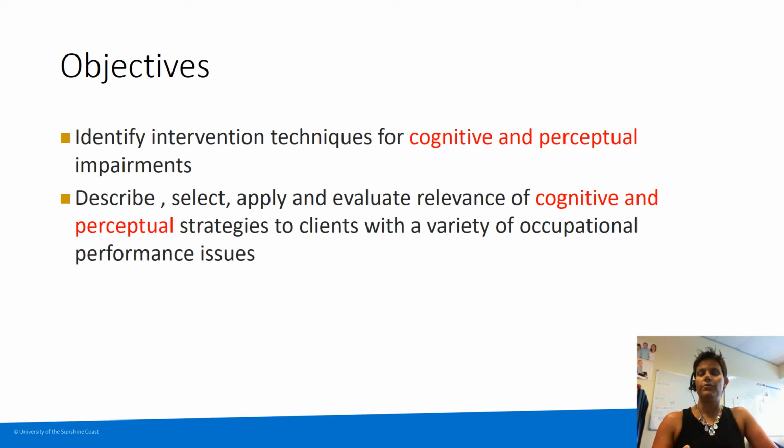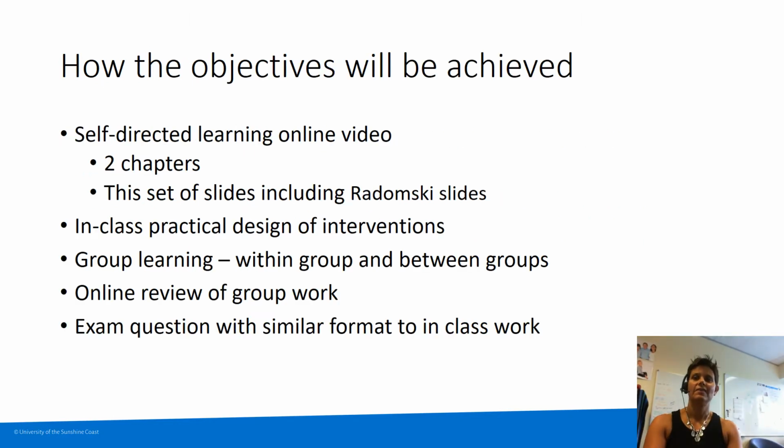The objectives for this set of e-lectures is that you can identify intervention techniques for both cognitive and perceptual impairments, as well as being able to describe, select, apply, and then evaluate the relevance of these cognitive and perceptual strategies for clients for the variety of occupational performance issues. Fairly straightforward, I think. So you're going to be watching this video and the other videos, reading the 2 chapters, and using the slides provided, and that'll prepare you very well for in class.